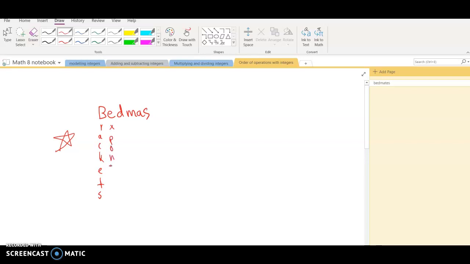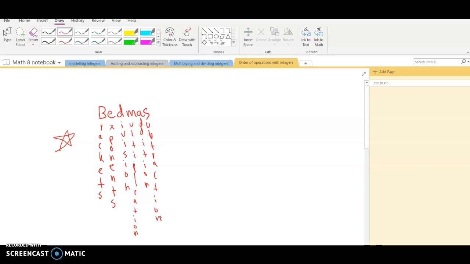exponents, division, multiplication, addition, and subtraction. Okay, I know that's kind of messy, but yeah.